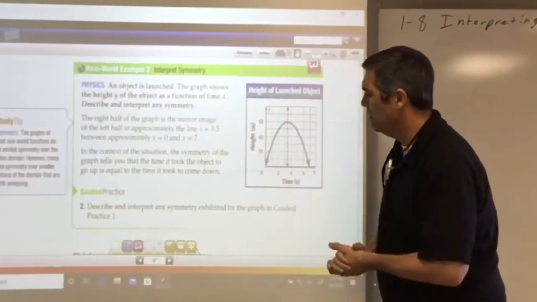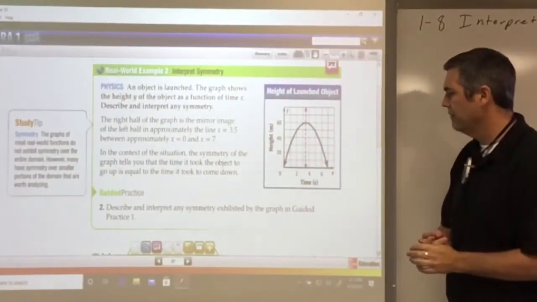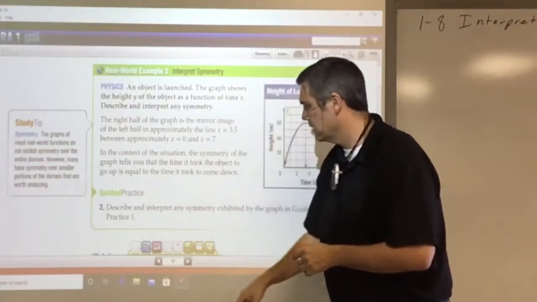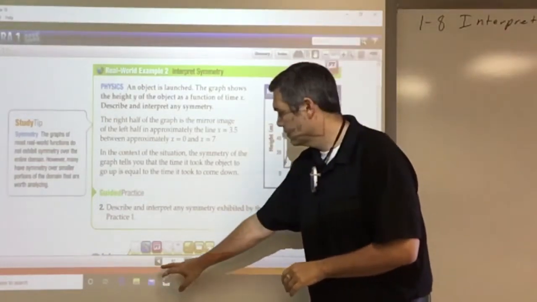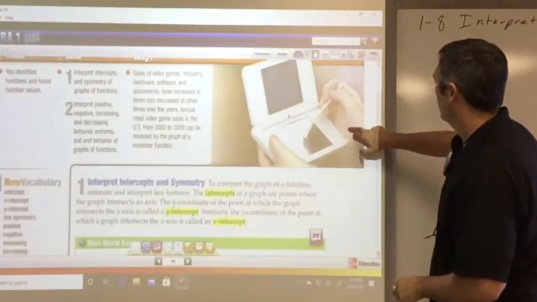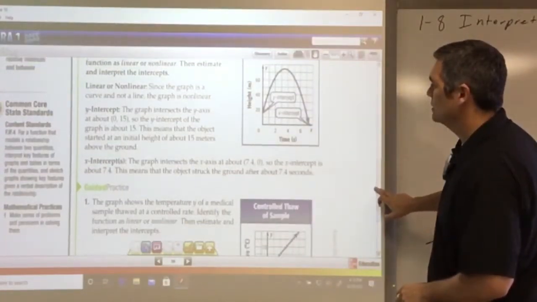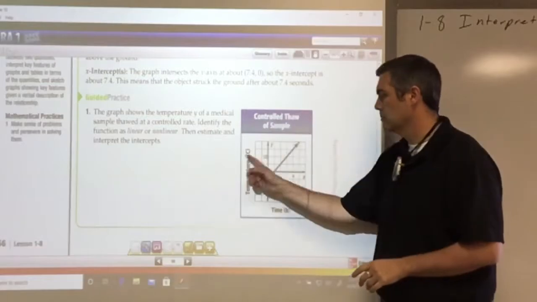So, and then it says, describe and interpret any symmetry exhibited by the graph in guided practice 1. Let's go back to guided practice 1 real quick. Let's talk a quick moment about that. All right, guided practice 1. So here's our guided practice 1.